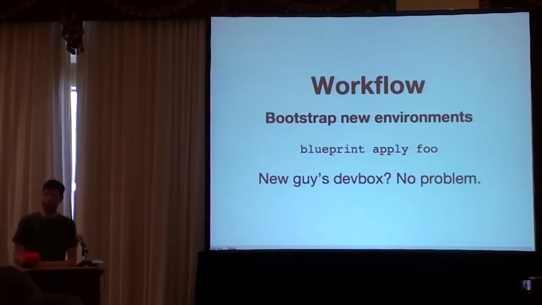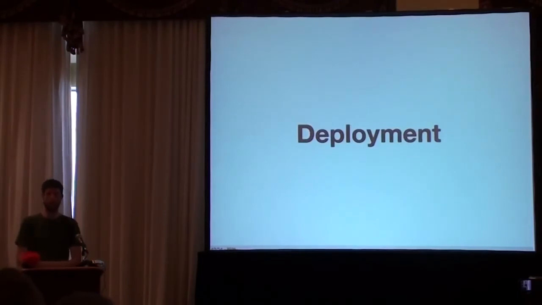So when the new guy pulls that down, he's got this blueprint stored locally in his Git repository, and with blueprint apply foo, he's able to bring that brand new dev box up to the same state as the one where the blueprint was created a minute ago. So now with two commands, the new hire's up and running and writing code, and that's great. But it doesn't get you all the way to production, which is, of course, where everybody wants to be, right?